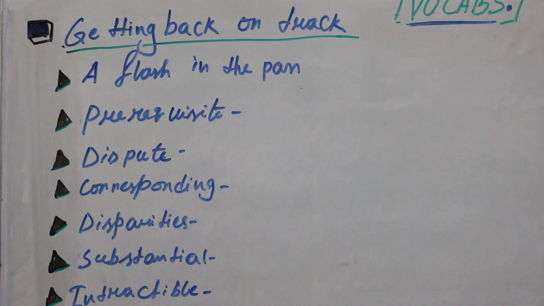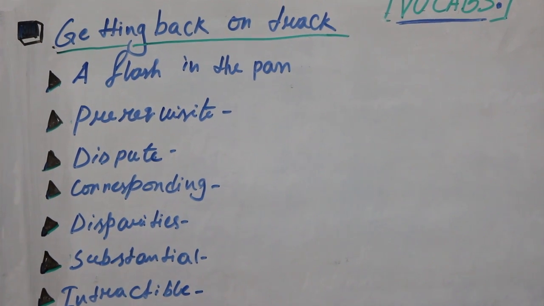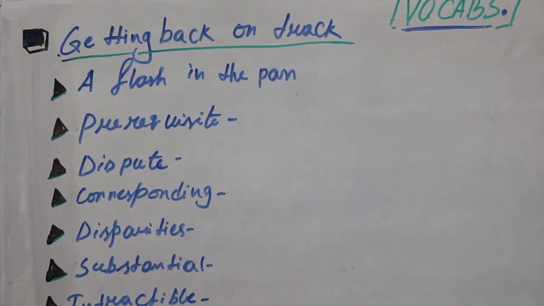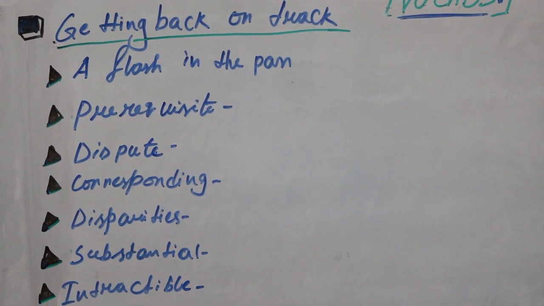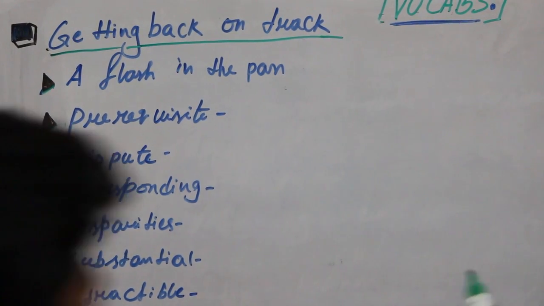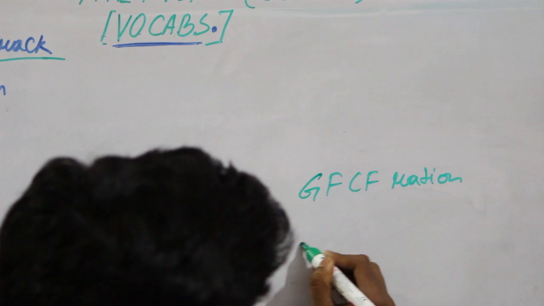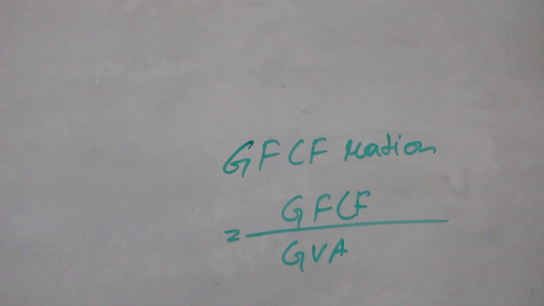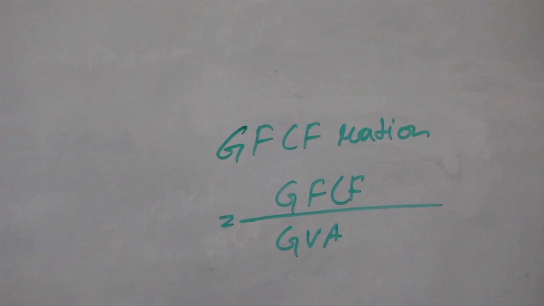GFCF, we have to know what is GFCF. The full form of GFCF is gross fixed capital formation. I will repeat for you, gross fixed capital formation. And what is GFCF ratio? GFCF ratio is gross fixed capital formation divided by gross value added.